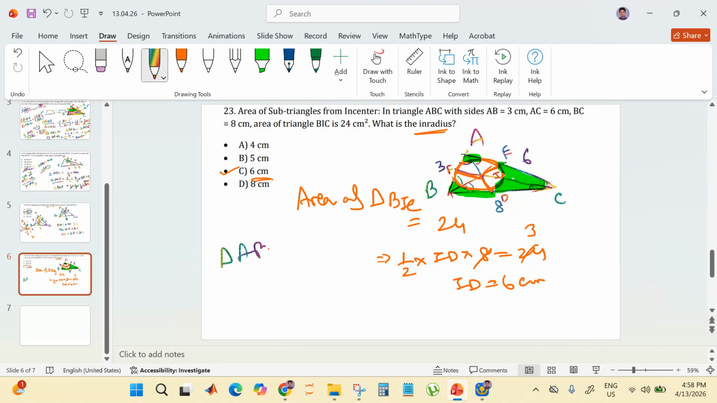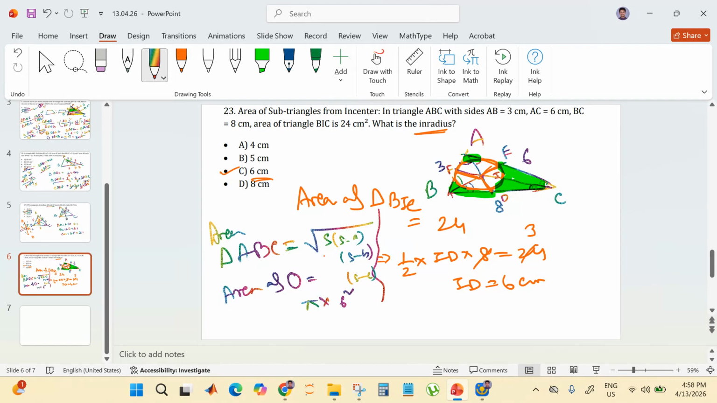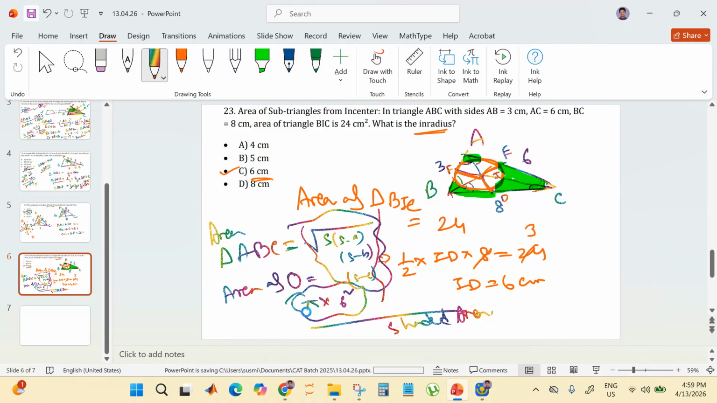The area of the triangle ABC you can find, and the area of the circle also you can find. The triangle area using Heron's formula, that is root over of S into S minus A, S minus B, and S minus C, and the circle area is pi r square, pi into 6 square. So just subtract this value from that value, you can find the shaded area. It is the additional question, not exactly part of this existing question.